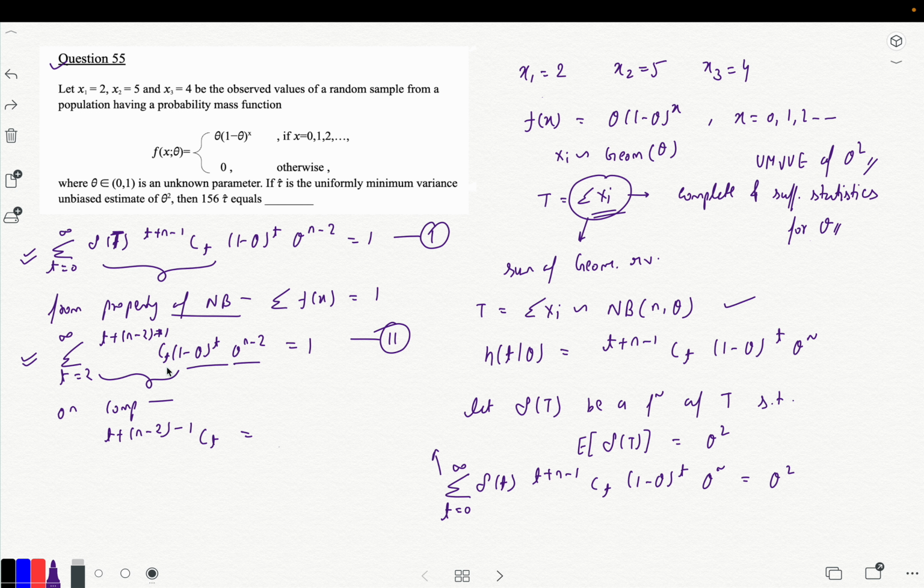Now I am just comparing these two functions. That will be delta t times t plus n minus 1 ct. That's what we are getting after comparison. So what is my delta t? My delta t is coming out to be t plus n minus 3 ct upon t plus n minus 1 ct.